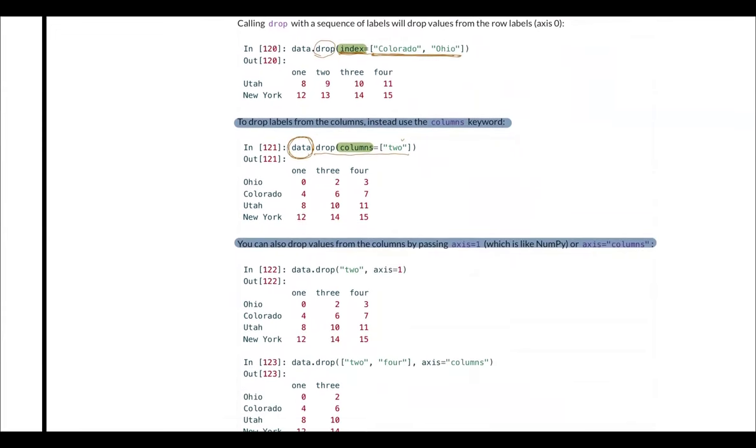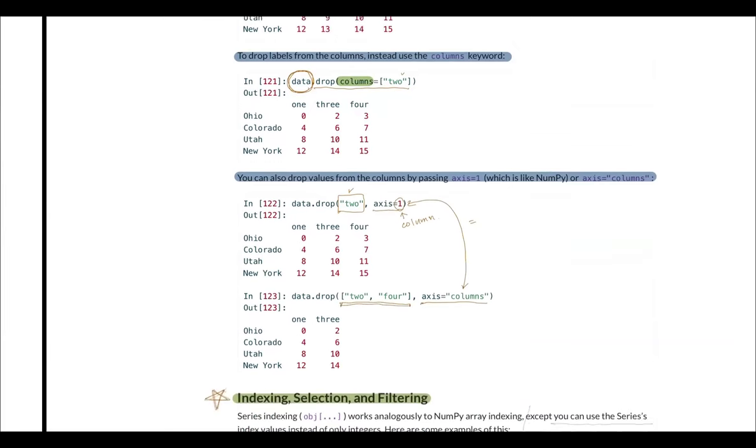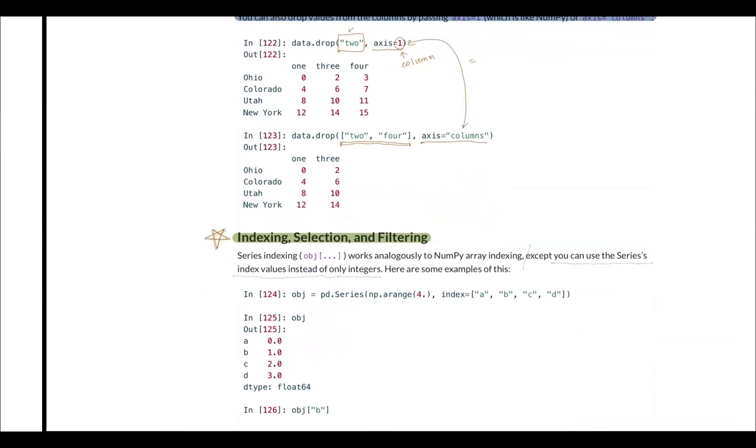I think the drop function is quite straightforward here. It is the same thing: you can also call axis one. Axis one actually represents the column. Then you can designate the two as a column name, and you can also do this one instead. These two are actually the same, axis as columns, and the drop column gets defined first. It's straightforward.